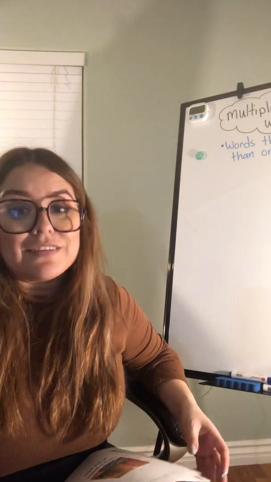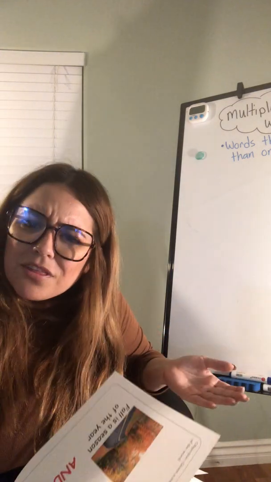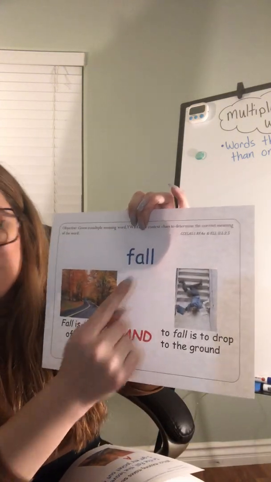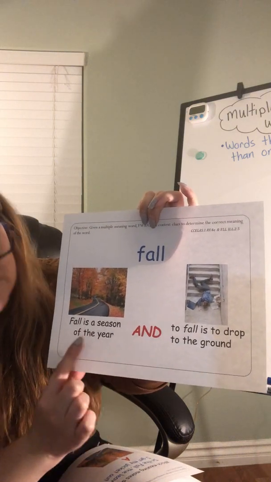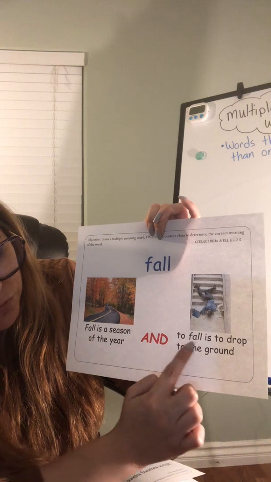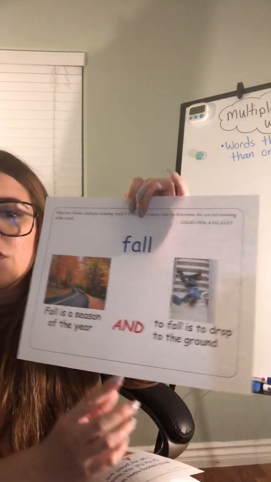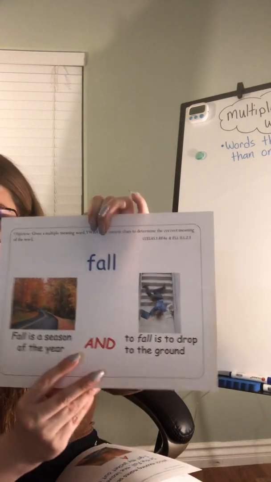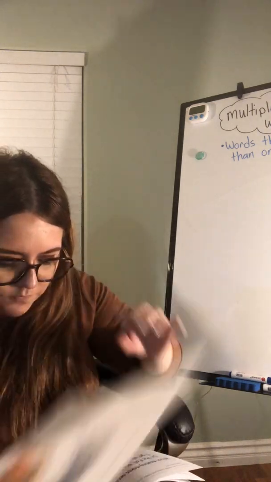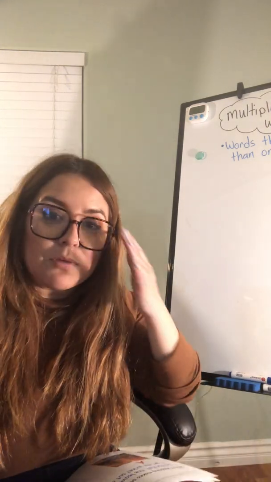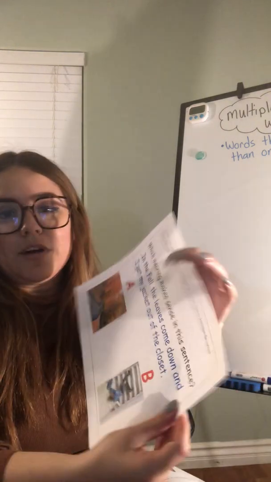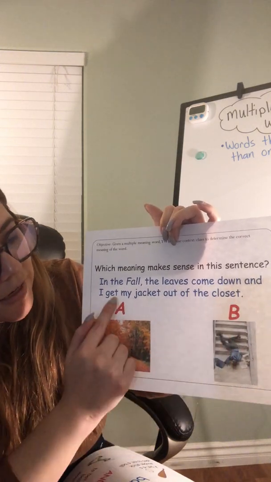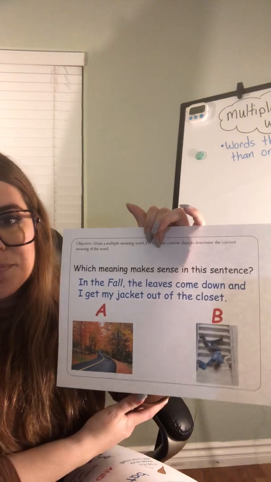Another multiple meaning word is fall. What do you think of when you hear the word fall? So fall is a season of the year, and to fall is to drop to the ground. It has two meanings, so it could mean the season of the year or to fall to the ground. Okay? Two meanings, fall. Now I'm going to read you a sentence and you're going to tell me which fall is the correct one. In the fall, the leaves come down and I get my jacket out of the closet.